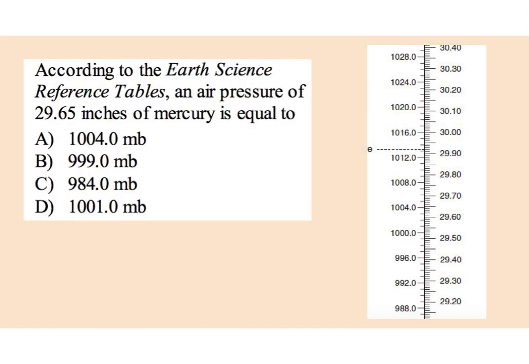All right, same kind of question, but this time we're going the opposite way. According to the reference tables, an air pressure of 29.65 inches of mercury is equal to how many millibars? So I have to find 29.65. 29.6, 29.7. So 29.65 is right here. Follow that straight over, and it's very close to 1004. And when I come over here, yep, there it is. So the correct answer should have been A, 1004.